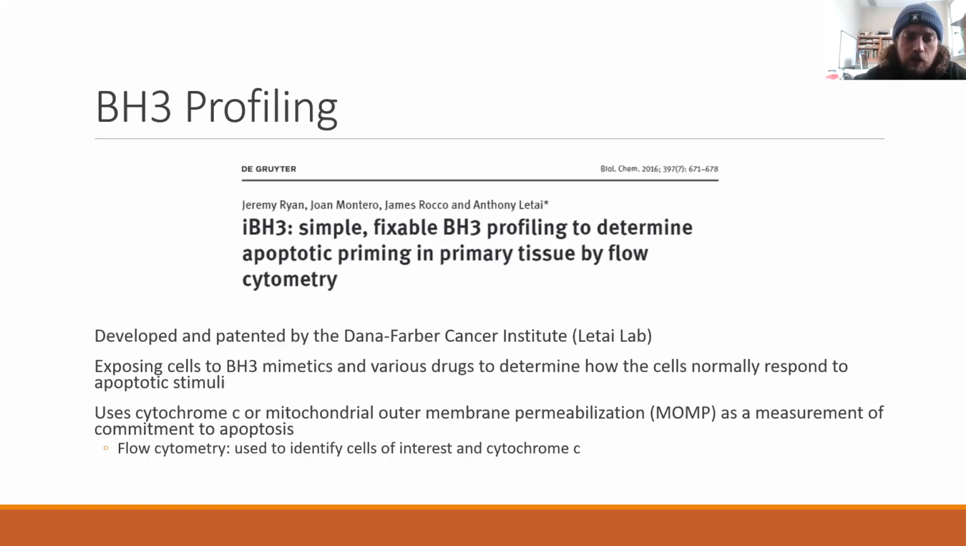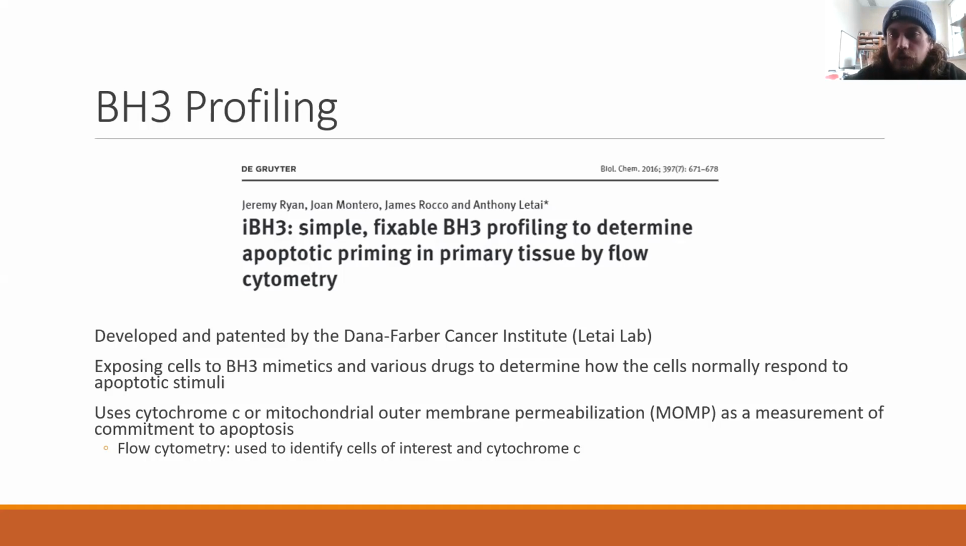So we use cytochrome C because it's a good measure of MOMP, and it's been shown to be a reliable correlation to cell death and later apoptosis. There are some proteins that can inhibit cytochrome C's activation of the apoptosome, but mass release of cytochrome C in cell lines is correlated well with cell viability studies. So we use it as it's a pretty reliable indicator of commitment to apoptosis.